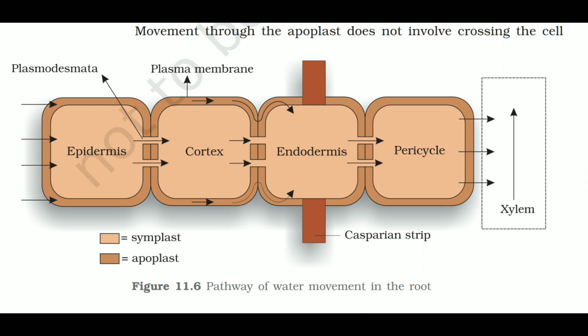So like this, from epidermis to cortex, cortex to endodermis, endodermis to pericycle, and finally it goes to the xylem. And from the xylem, it will ascend up. So apoplast will be from cell wall to cell wall. Both are responsible, except at the Casparian strip, where it will not be transported.